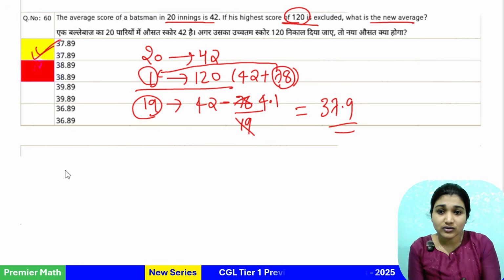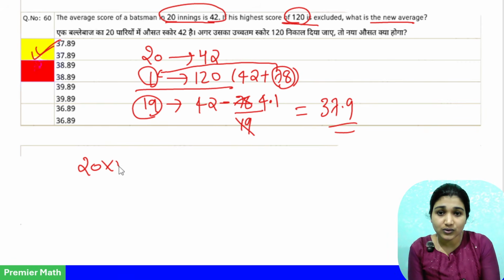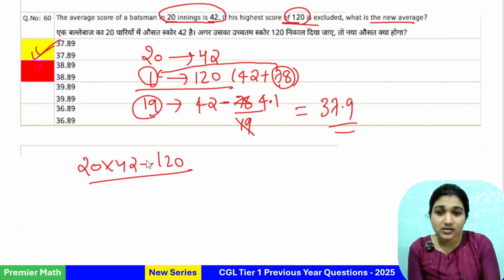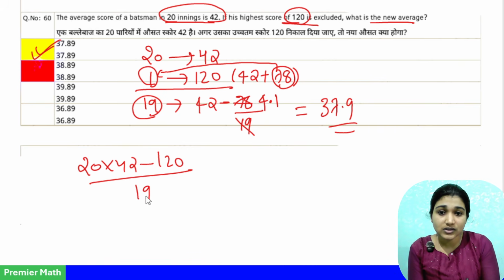Here actually you can do total score initially is equal to 20 into 42. Out of this 120 excluded. Now this new score is for 19 people. So this is the average of 19 people.